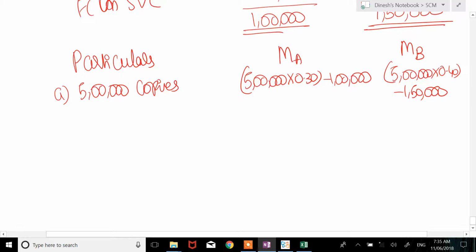Then you change the 5 lakh as 4 lakh. Then change it as 6 lakh. 5 lakhs into 0.3 minus 1 lakh. 5 lakh into 0.4 minus 1,50,000. What's the profit? Then do the second scenario, do the third scenario.